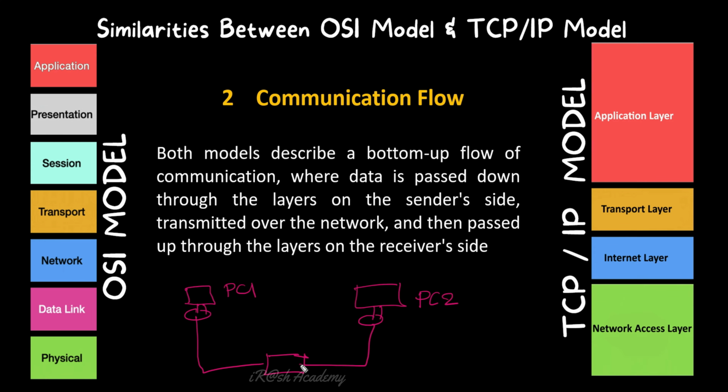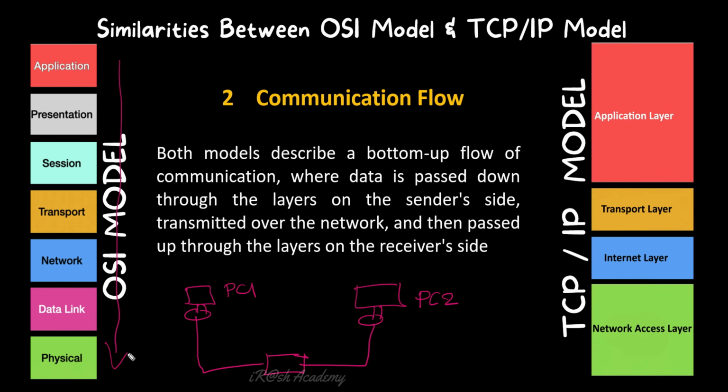So how is the communication flow happening? In both the TCP/IP and OSI models, the communication flow is happening in the same direction. On the sender side, it starts from top to bottom, and at the receiver end, it starts from bottom to top. For example, when PC1 is going to send some traffic to PC2, the data will be flowing from top to bottom.